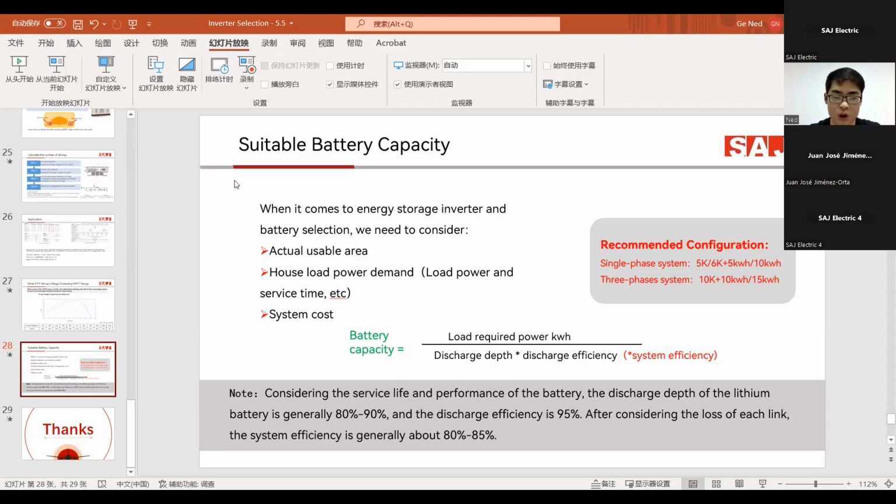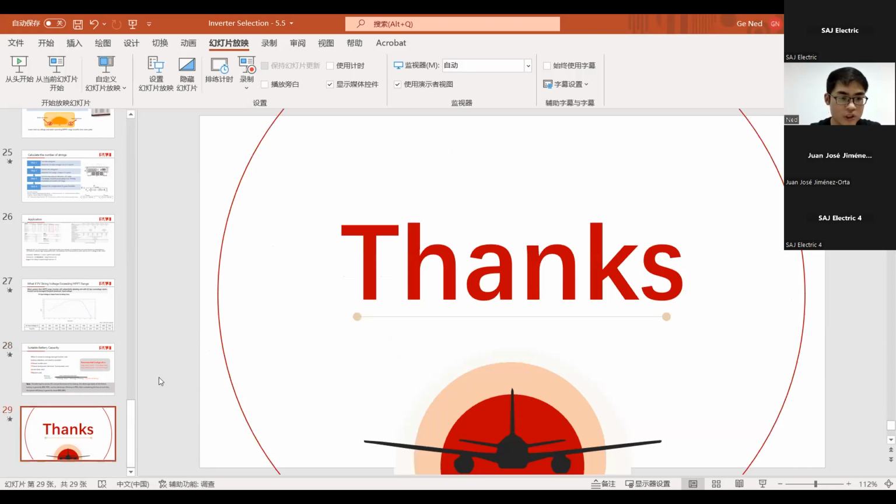And you should also take the battery efficiency into account. And that's all for today's sharing.